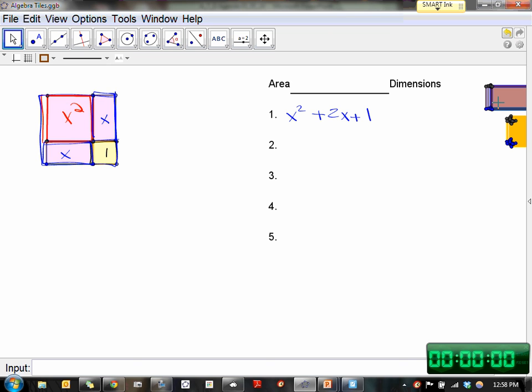Now I also want to concentrate on the dimensions. What are the dimensions of this square?